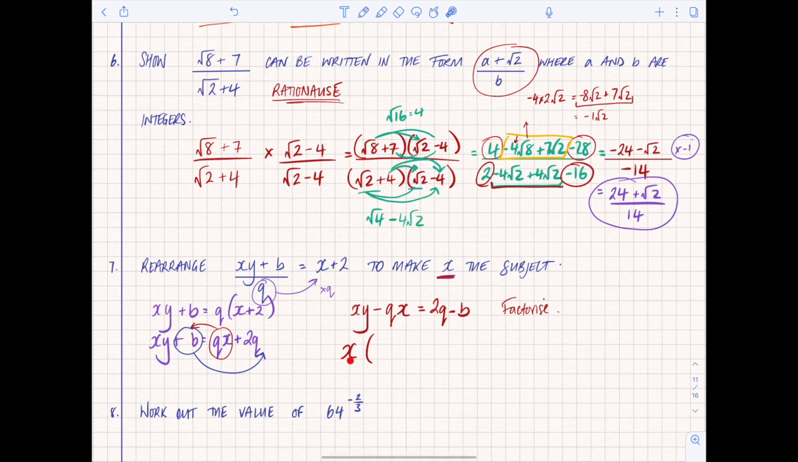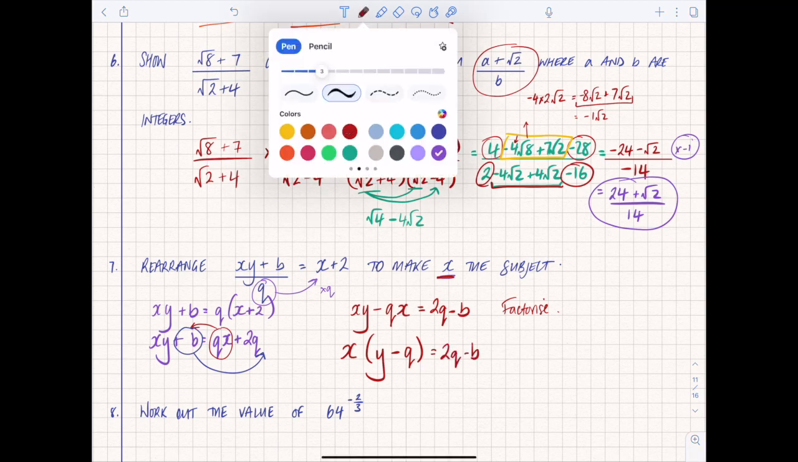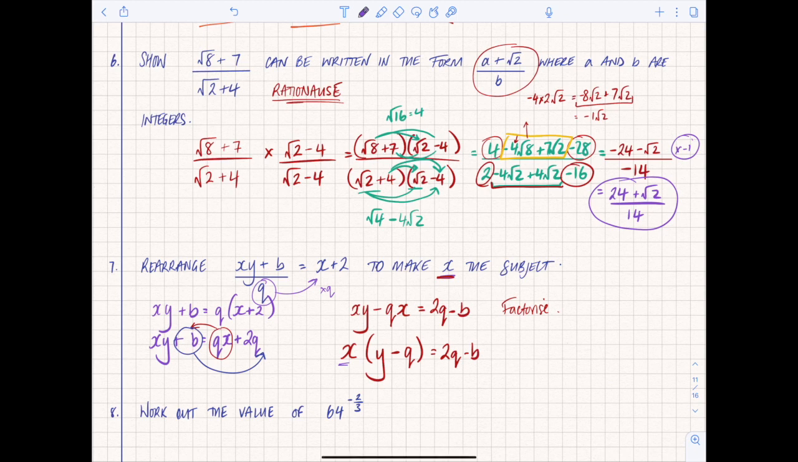How do I get x to xy? Multiply it by y. And how do I get x to minus qx? Multiply it by q. Then that is 2q minus b. Final step is now I need to get this on its own. Well, x on the outside with that in the brackets means multiplied by, so all of this goes the other way, and it becomes x is equal to 2q minus b, all divided by y minus q.